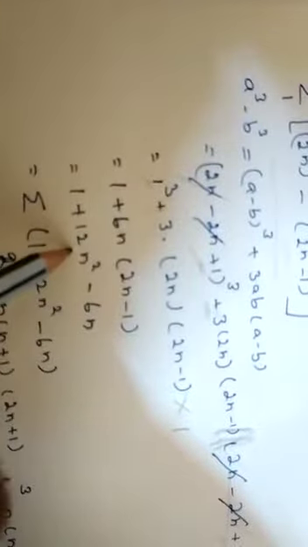You should not cut this 1 because it is in plus. Here it is plus, but you should take the outer symbol only. Here it is minus, so we will take minus, and this is plus. You should not cancel this 1, this 1 is very, very important. So you can change it as 6n into 2n minus 1, and 1 cube is 1. So this is 1 plus 6n into 2n, that is 12n square, and 6n into minus 1 is minus 6n. So sigma of 1 plus 12n square minus 6n.